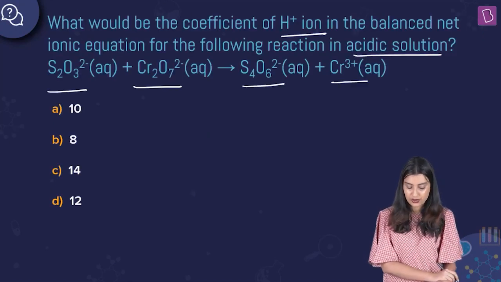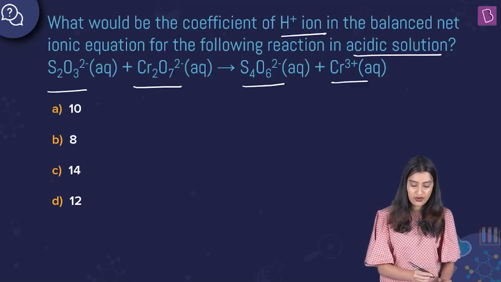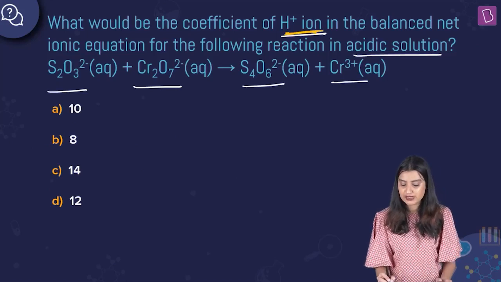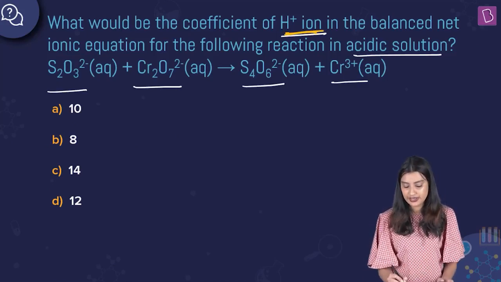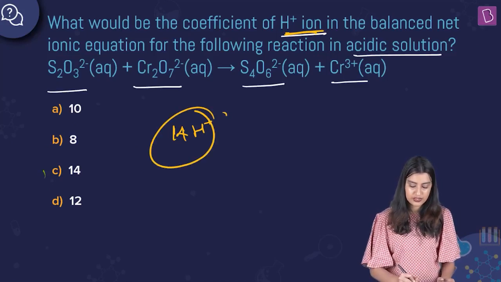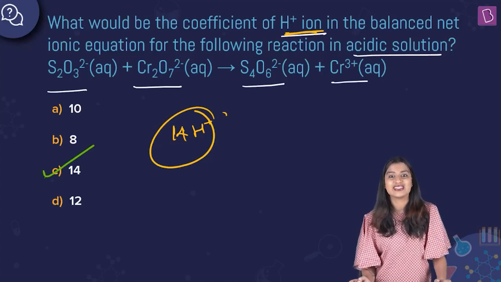So now you go back to the options. We were looking for the coefficient of H+ in the balanced equation, right? So what did we get? 14H+, which means 14 is the right answer. So option C, 14 is going to be the right answer to this question.